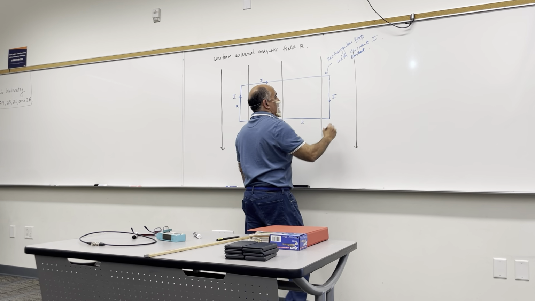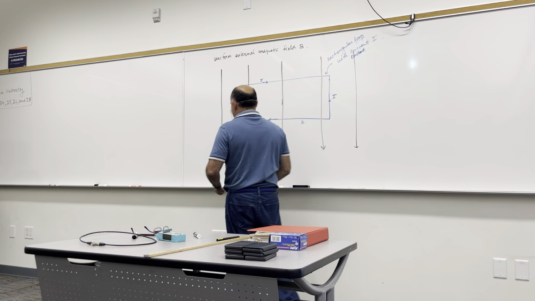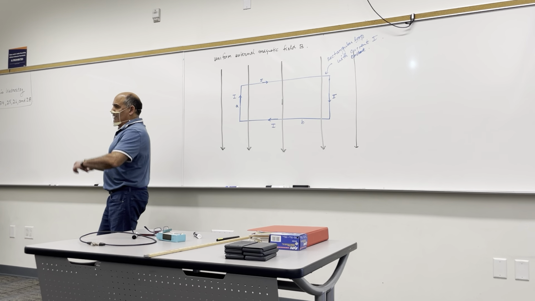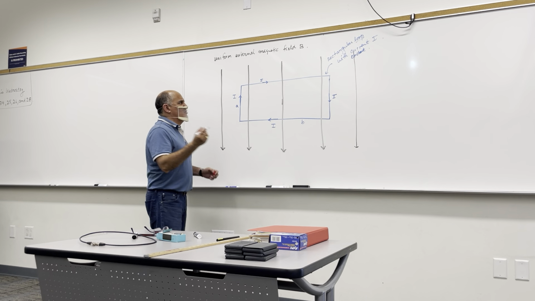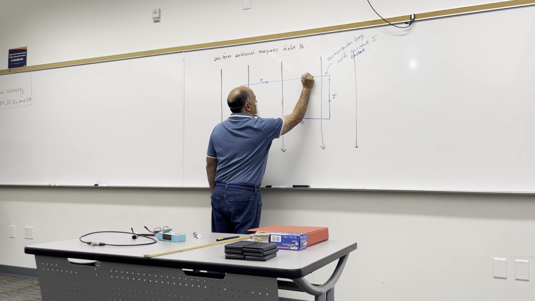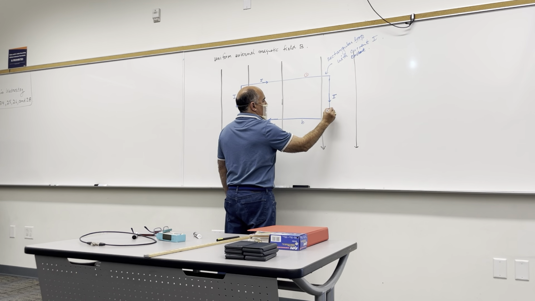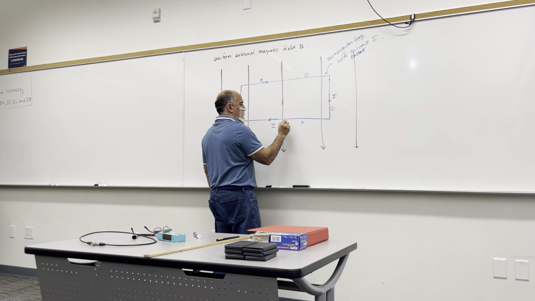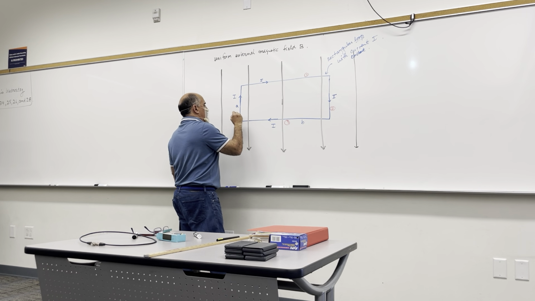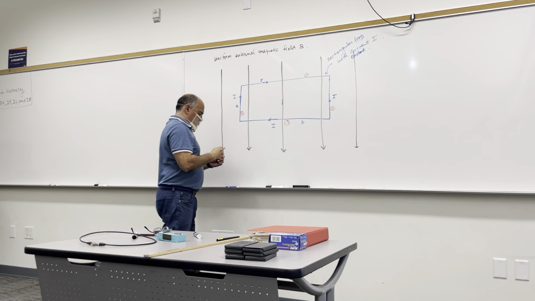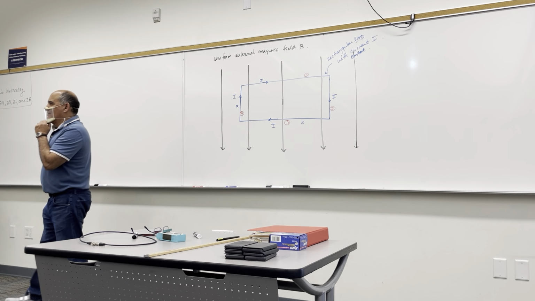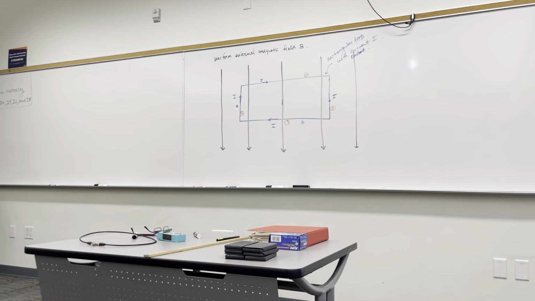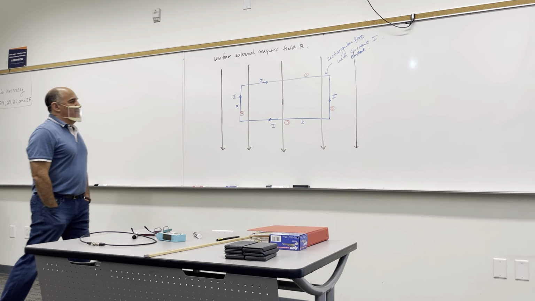First of all, let's consider this rectangular loop with 4 segments, 1, 2, 3, and 4. Let me just give them names. So let's say this is number 1, this is segment number 2, this is segment number 3, and this is segment number 4. Okay. Which segments will experience zero magnetic force? 2 and 4.